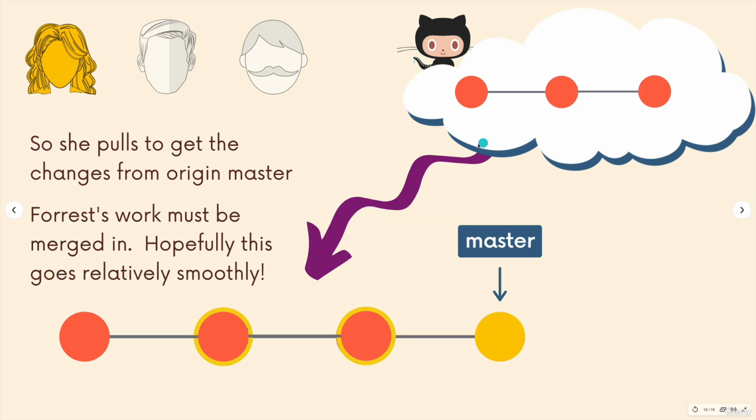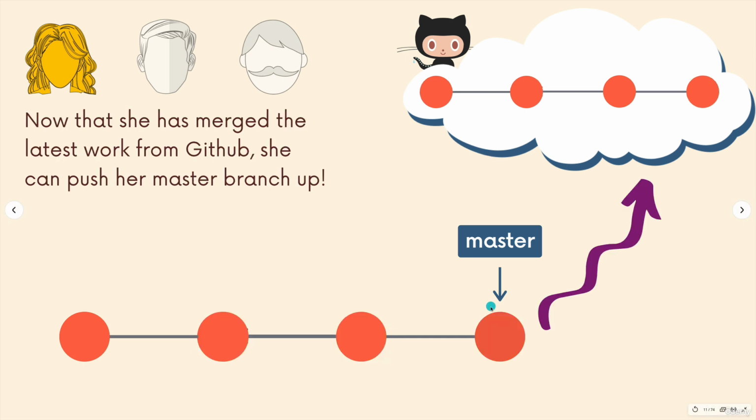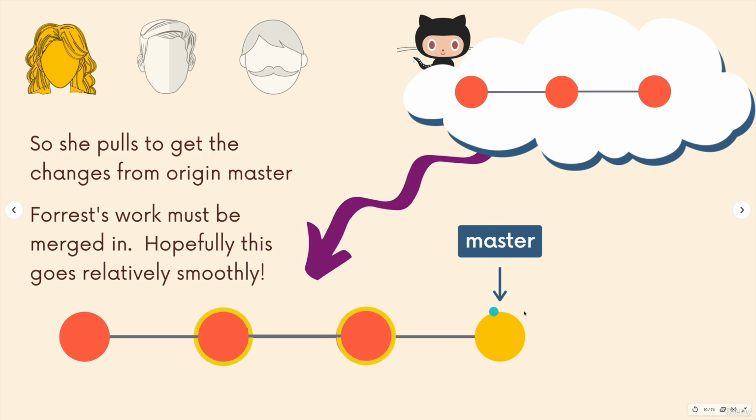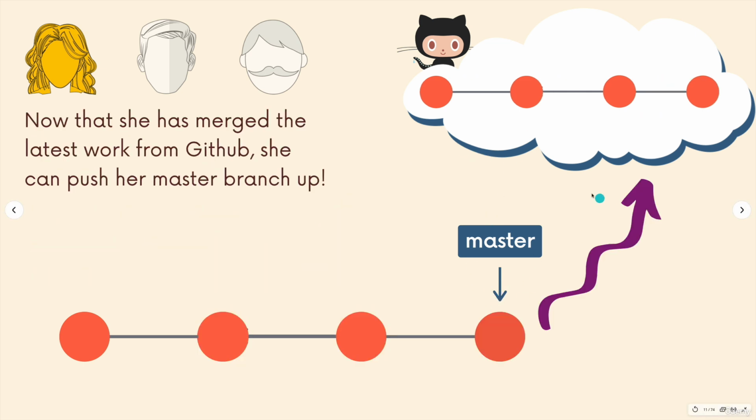So she does that. She pulls down, she gets the changes that Forrest had pushed on the master branch from GitHub. Then she merges her work in, and hopefully that goes smoothly. There might be a bunch of conflicts, maybe not, but she has to do it. And then she can push back up. So now there are 4 commits up on GitHub, or more, but a minimum of 4, although I didn't really include, there would be a merge commit here. So let's say 5, but whatever it is, she pushes up her new commits and she's good to go, right?